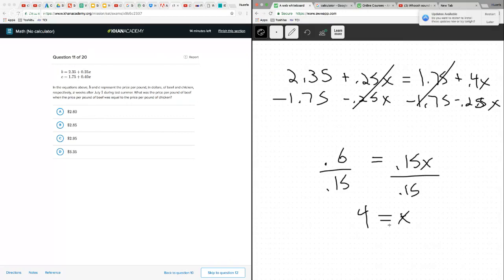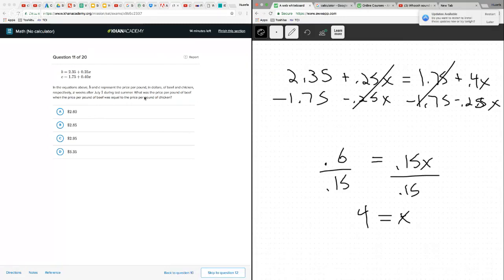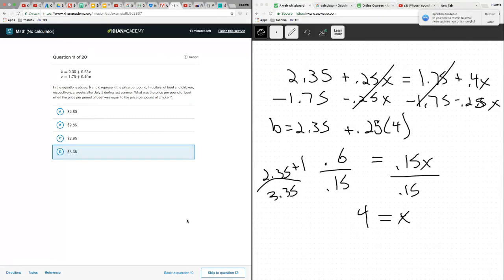But they don't want that. That's just the number of weeks after July. Now we want the price. What was the price per pound of beef? Now we plug 4 back into B. B equals 2.35 plus 0.25 times 4. 0.25 times 4 is 1, so 2.35 plus 1 equals $3.35, I assume is correct. Next question.